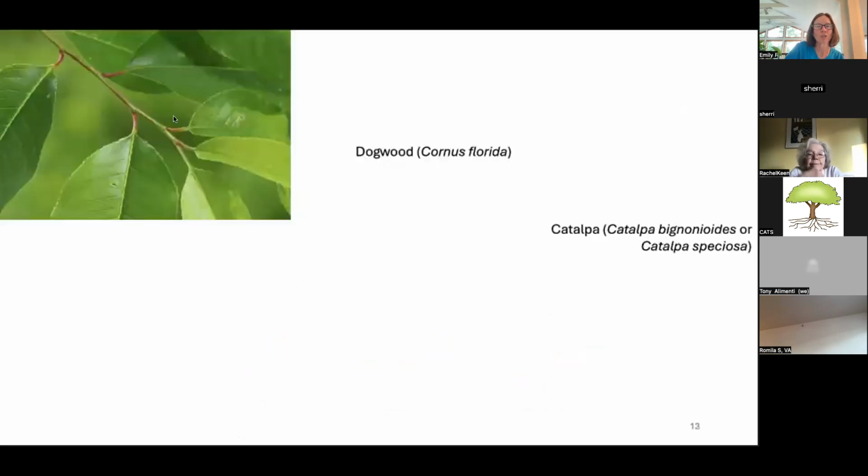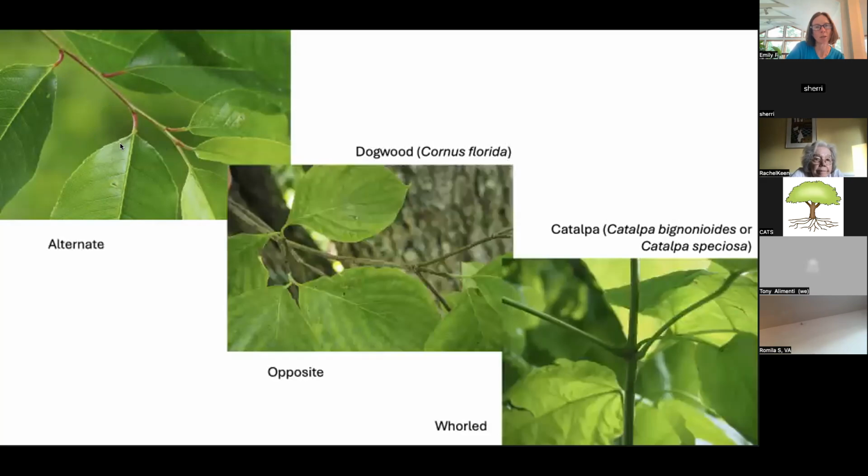So I wanted to show that one more time. We have the attachments here. These are alternate. We have a single leaf coming out at each node. Not sure what happened to my slide here. There we go.